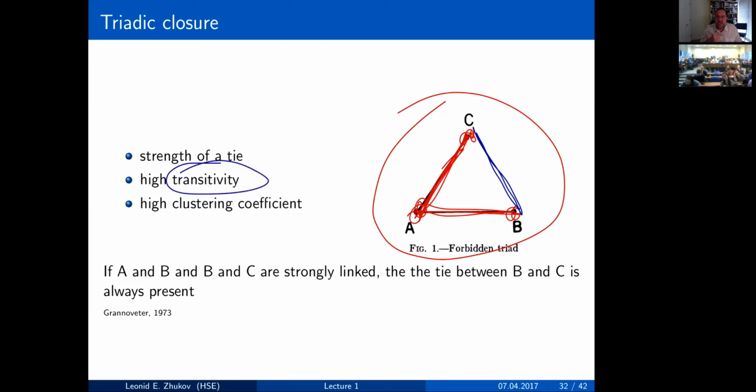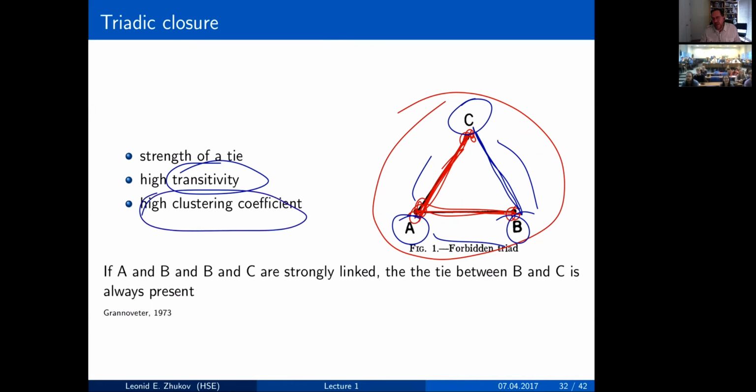This property, the fact that you have a lot of triangles, is also called transitivity. And then people talk about high transitivity, and that means, again, a lot of triangles. And transitivity here, from the mathematical notion of transitivity, means if C knows A and B knows A, right, then B knows C. Now, sometimes in the literature, you will also see this being called high clustering coefficient. We'll define clustering coefficient later in the lectures. But again, the point is triangles. Social networks, social relations have a lot of triangles in them.